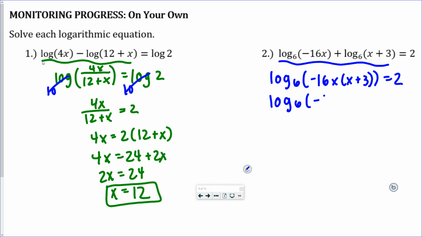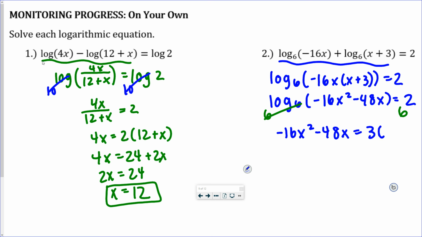Okay, so you should have gotten negative 16x squared minus 48x when you condensed. Then you should have exponentiated both sides with a base of 6, which gives me 36 on the right-hand side. Now we factor this. I personally always like to keep my first term positive, so I moved everything over to that side. And then everything's positive. You don't have to, though.